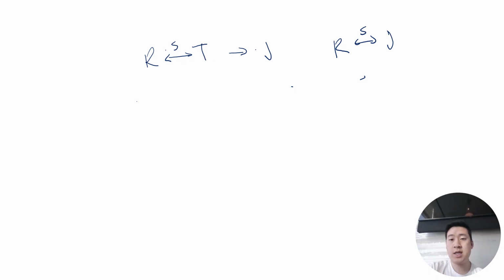But remember, we can only infer to the extent of this quantifier. I can't infer that most R's are J's or that all R's are J's. I can only infer that some of them are.